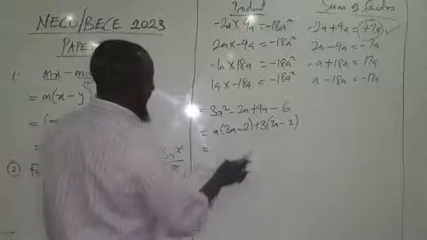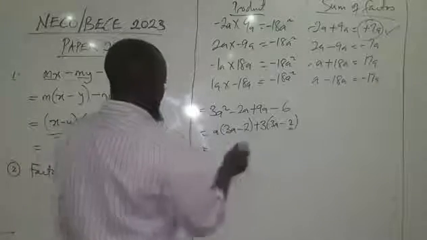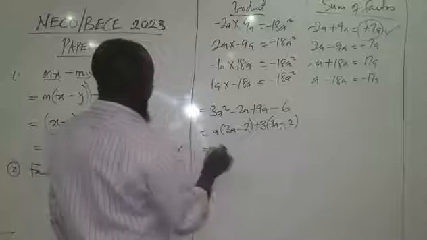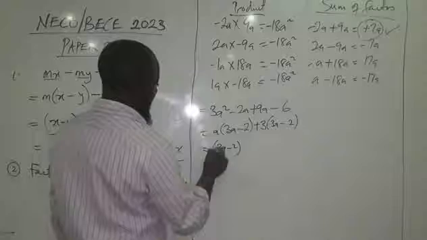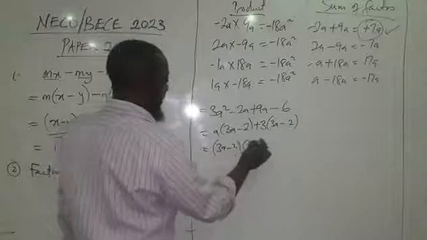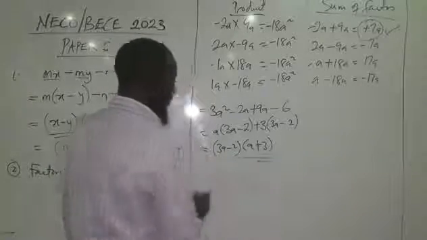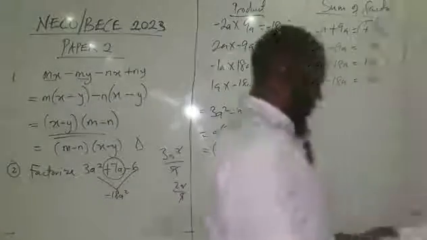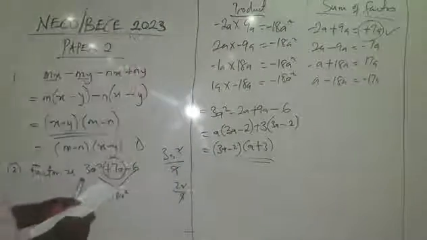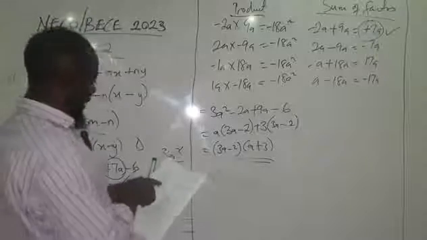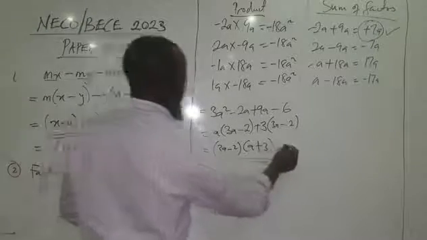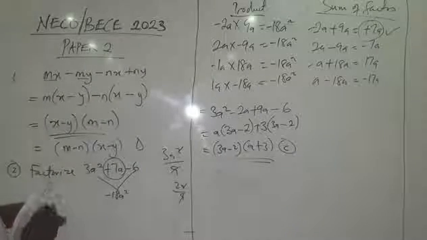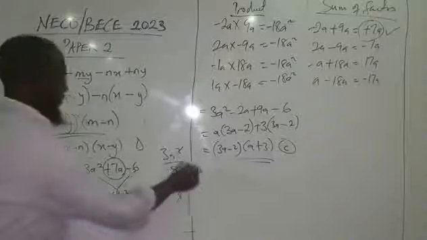You can see that the two brackets are the same: 3a minus 2, 3a minus 2. Then we collect like terms and factor out 3a minus 2. Then we combine this, that will be a plus 3. So this will become our answer. Is this clear? So that is 3a minus 2 times a plus 3, option C. Right, so let's move to question number 3.